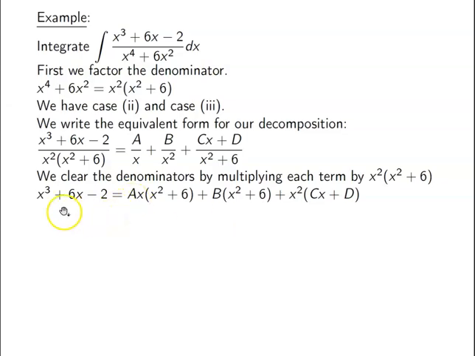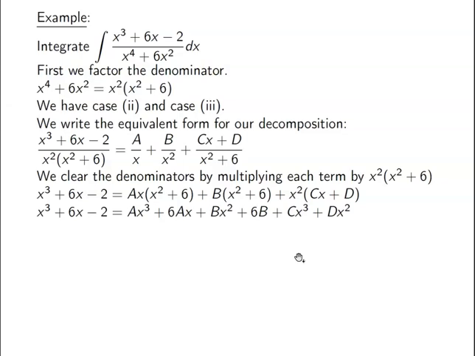So what I'm going to do now is I am going to multiply this all out. That'll be the easiest thing to do. So this will turn into ax cubed plus 6ax, right? This will be bx squared plus 6b, and this will be cx cubed plus dx squared.